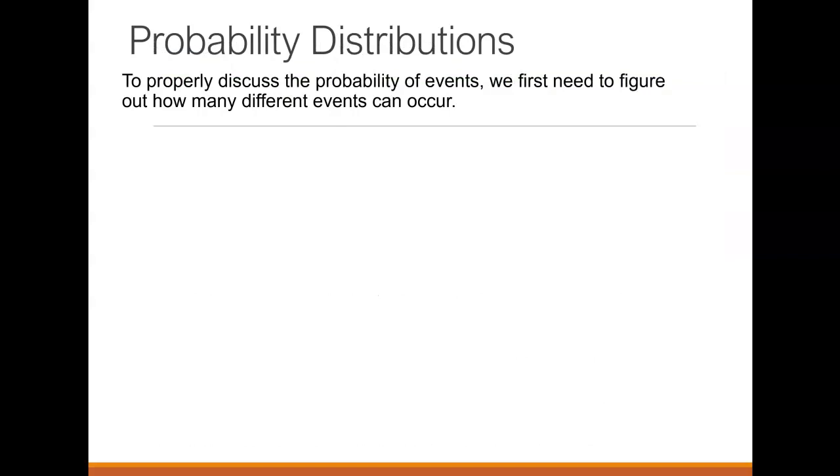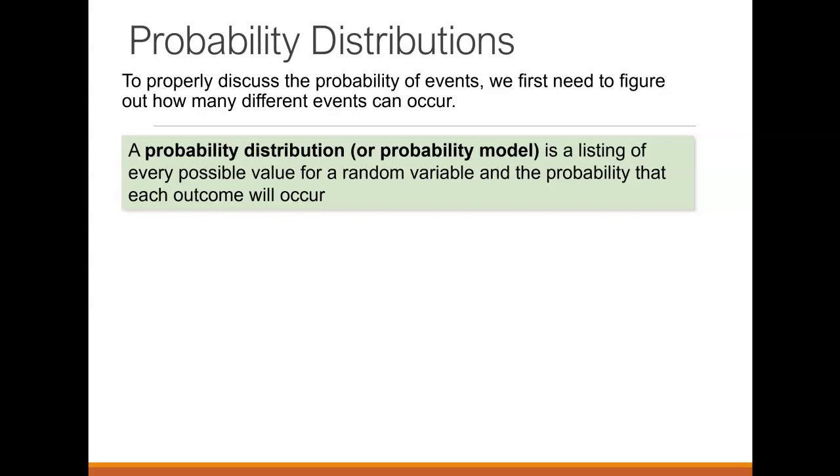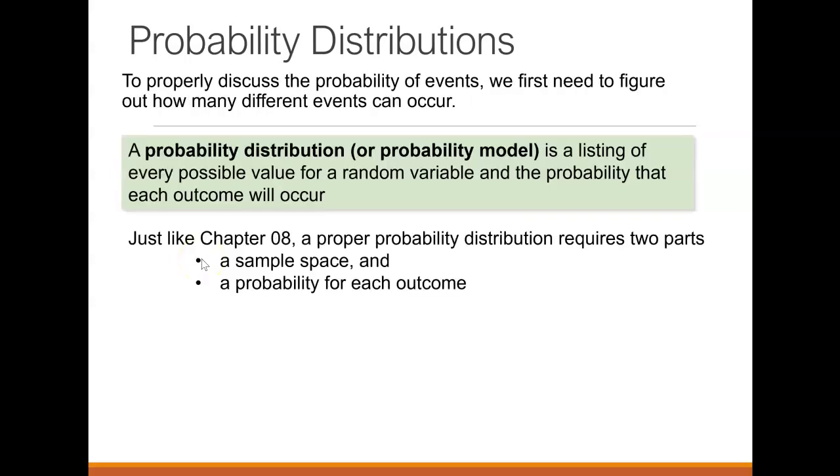So let's start talking now about something called a probability distribution. A probability distribution or a probability model, you can use those two terms interchangeably, is just a list of every possible value for a random variable, and then the probability that that specific outcome will occur. Just like in chapter 8, the probability distribution requires two parts. We have a sample space, that's all the possible outcomes, and then a probability for each of those possible outcomes. Is everybody okay with that idea?